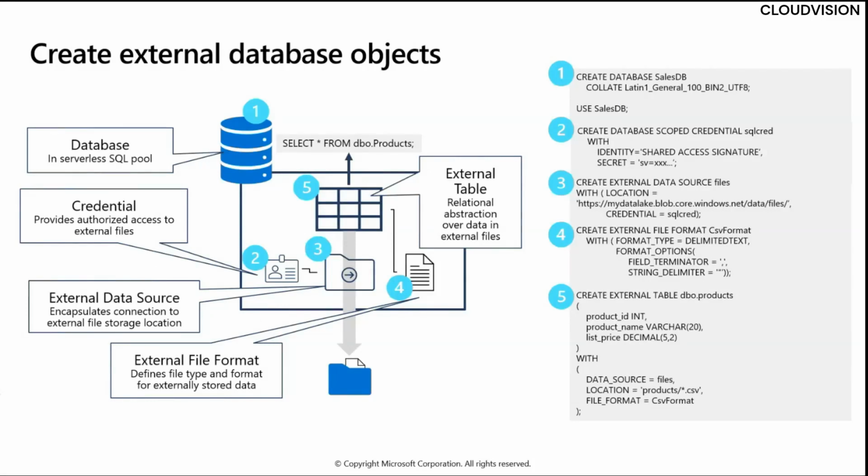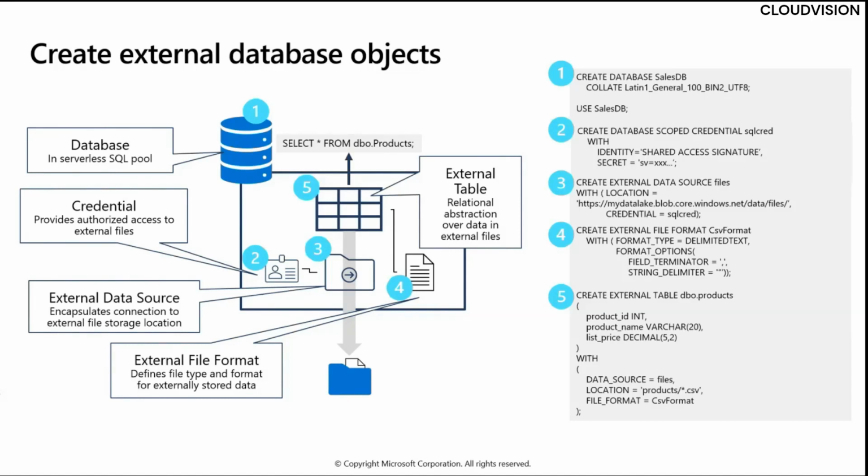And we have create external database objects. Whenever you want to create external database objects, as a first step, you need to create a database first, and then you create the credentials for the database, and then you create the external data source, then you create the external file format, and finally you create the external table. Whenever you create the database, it will be in the serverless SQL pool.